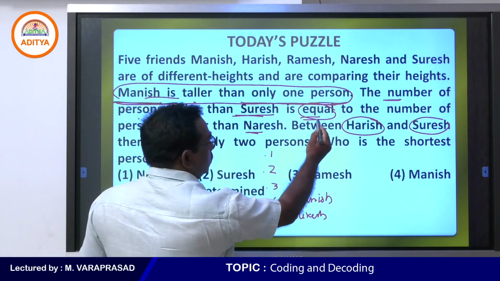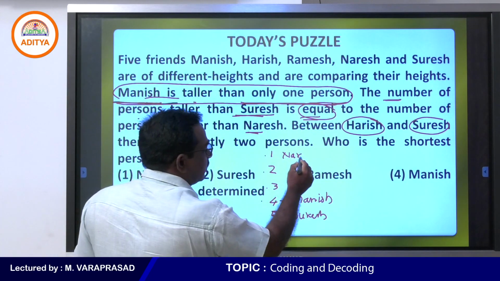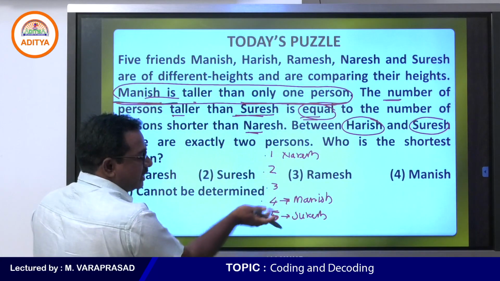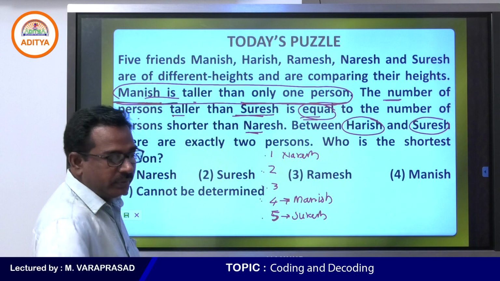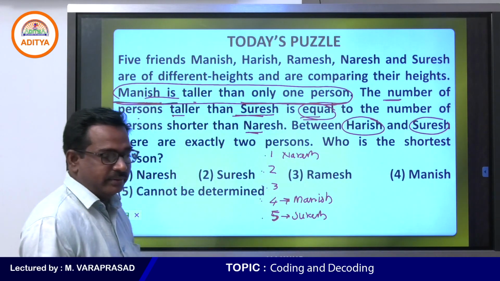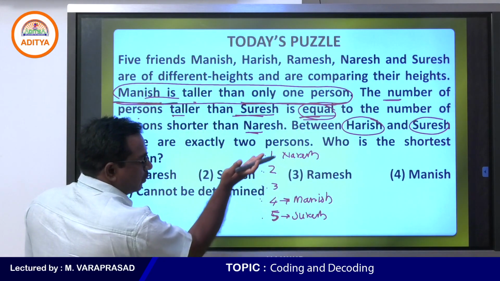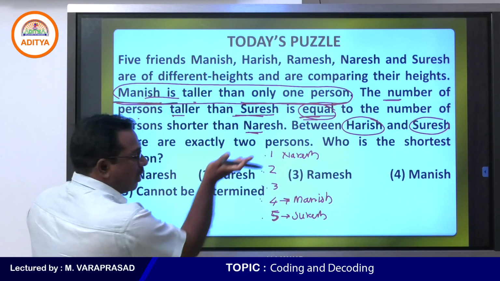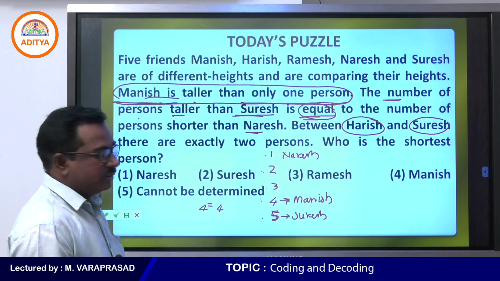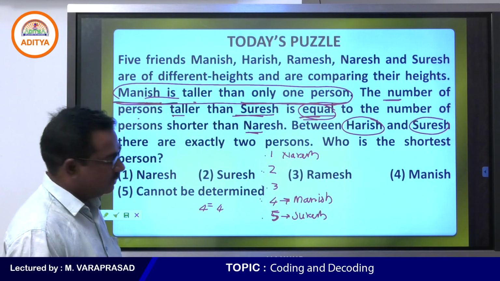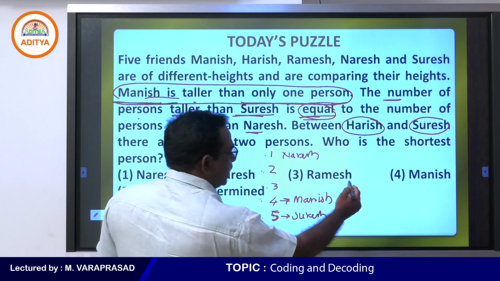It is equal to the number of persons shorter than Naresh. Suppose if you take Naresh is here, how many persons are shorter than Naresh means 1, 2, 3, 4. So before Suresh how many persons are there, after Naresh those many persons are there. So that number is equal here. Before Suresh 4 persons are there, after Naresh 4 persons are there. So those two are equal. So we can take one possibility. Another possibility, Suresh we can write here.